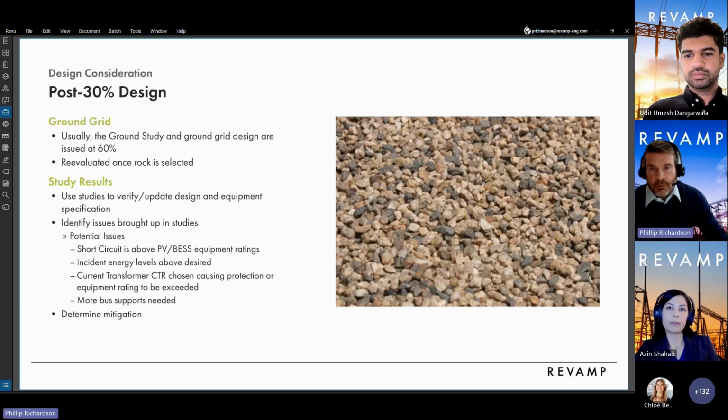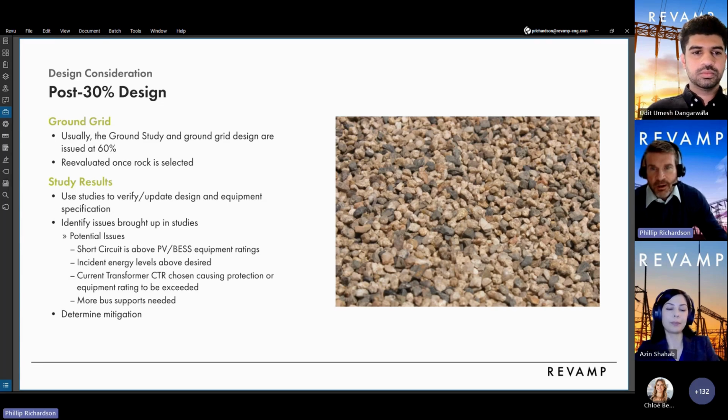Ground grid. So both the ground grid design and grounding study are performed in parallel after the 30%. The design feeds into the study and vice versa until the design is correct. But as part of the study, the resistivity of the rock will be specified. Once this is procured, the actual rock resistance values will be tested, and that will be fed back into the study to verify the design.